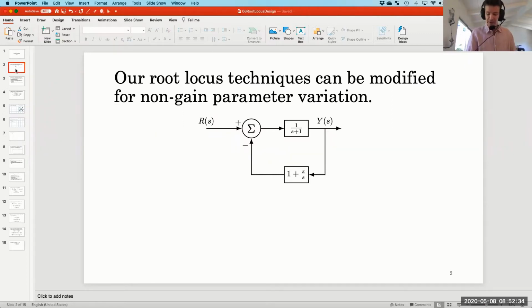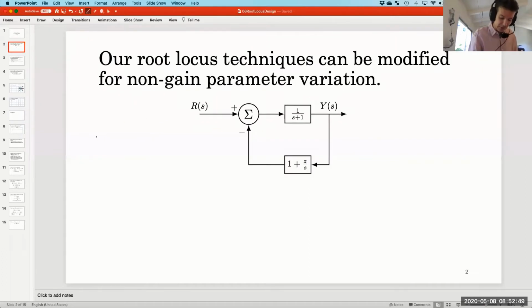So this is generally known as non-gain parameter root locus. And so the question might be, where do the closed loop poles go as z varies? Okay, so let's be accurate here. So the question is, where are the closed loop pole locations as z, the parameter z, goes from 0 to infinity.